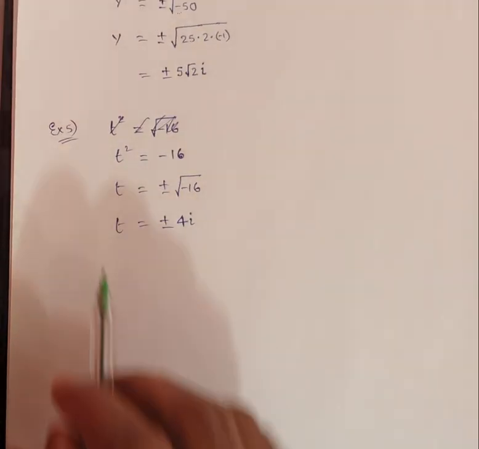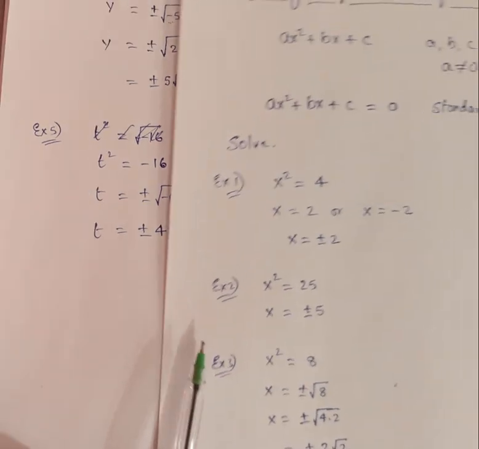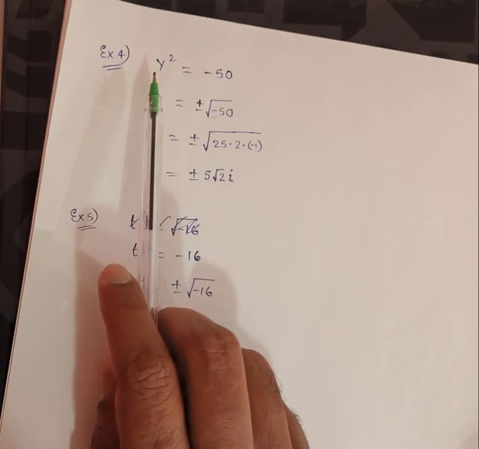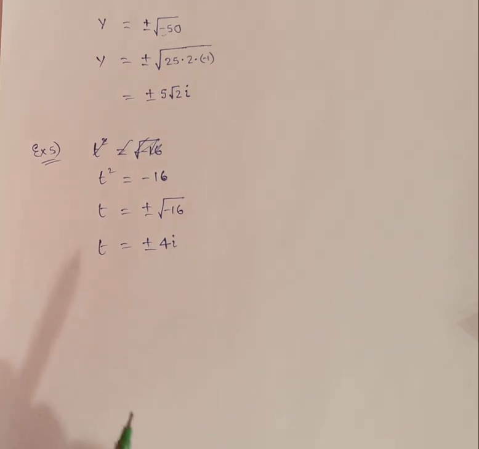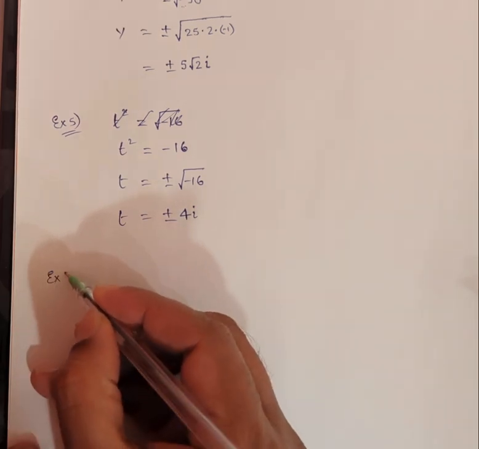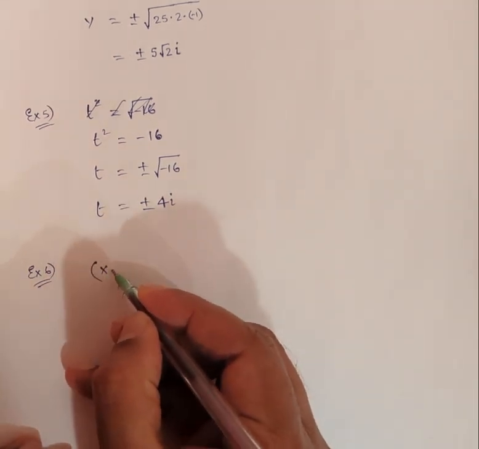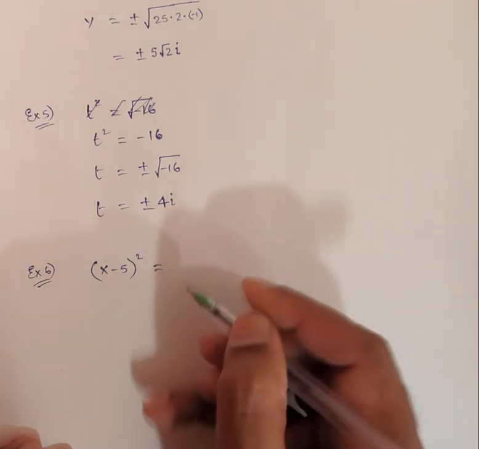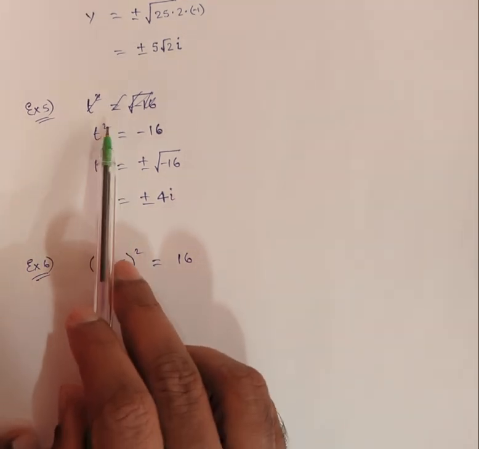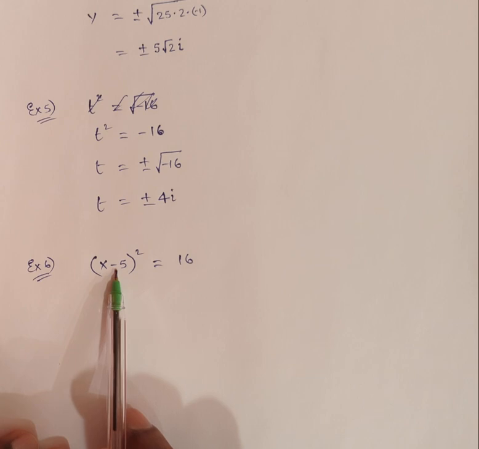So we looked at 5 examples where I had just a variable square on the left. So x square, and here I used y square and t square. So how do you solve that? You take the square root on both sides. But sometimes I may have a little bit more complicated expression on the left. So say it's x minus 5 quantity square equals 16. So this time I don't just have a variable square like t square or y square or x square, but it's this quantity x minus 5 which is squared.